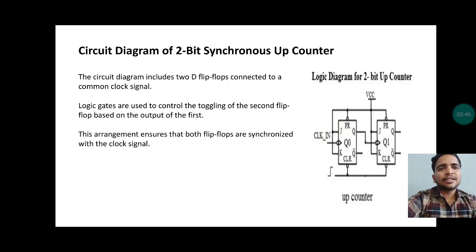Circuit diagram of 2-bit synchronous up counter. The circuit diagram includes 2 D flip-flops connected to a common clock signal. Logic gates are used to control the toggling of the second flip-flop based on the output of the first. This arrangement ensures that both flip-flops are synchronized with the clock signal. The logic diagram for 2-bit up counter.